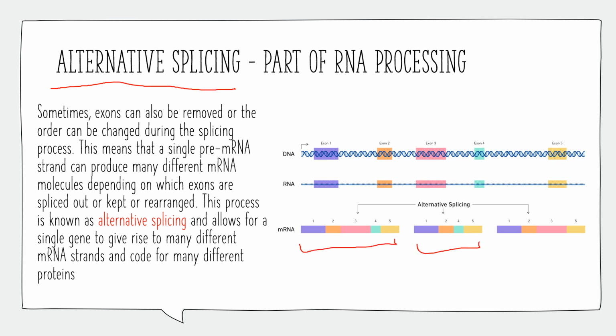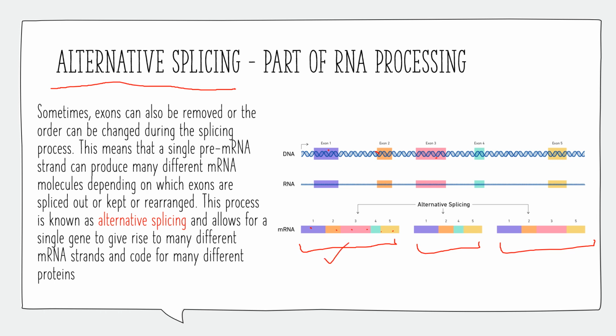It might just be normal. It might include all exons, as with the first example here. You can see all these exons in the RNA are all joined together. This is all normal. That's fine.